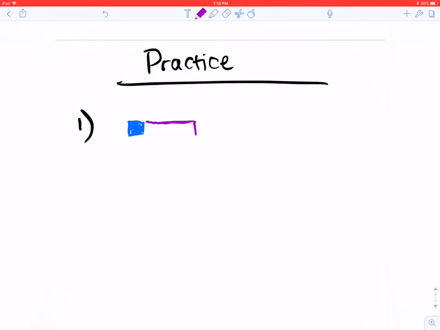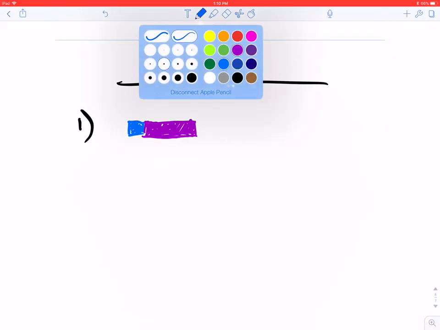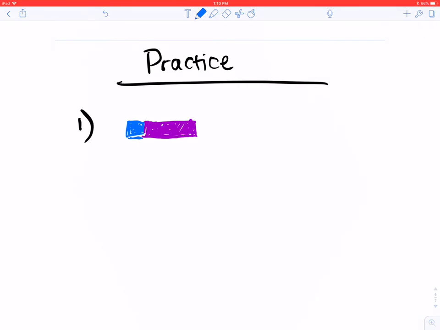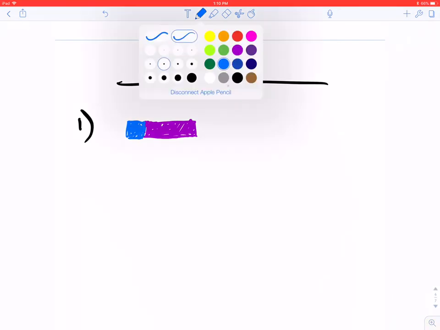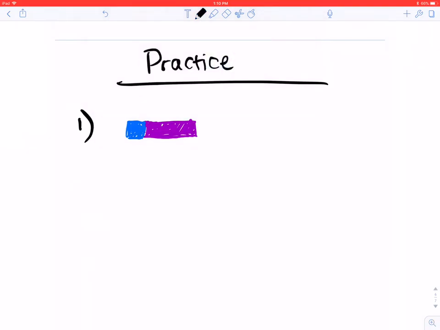If you have a ruler, I highly recommend using one. All right, so what do we have here? Let me make this a little bit nicer. All right, here is our first image that we are going to find the perimeter and the area for.